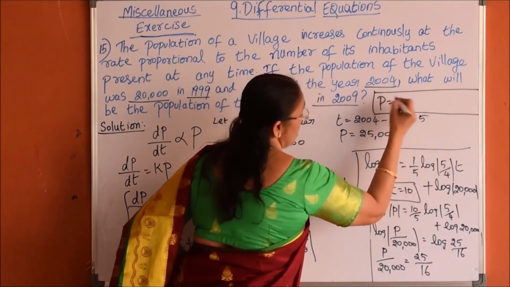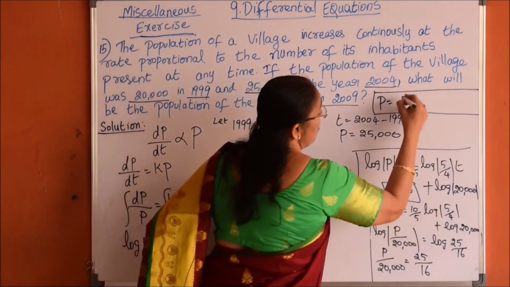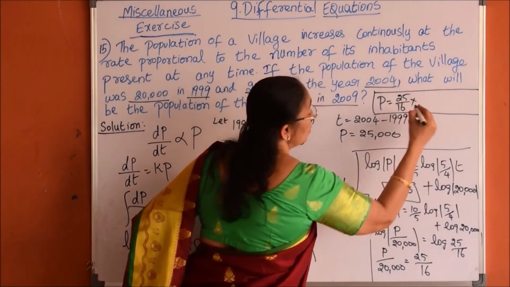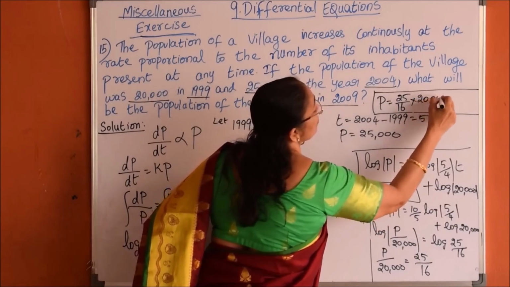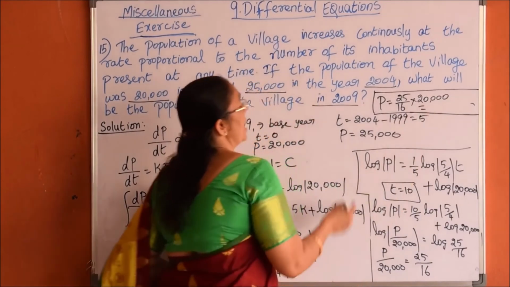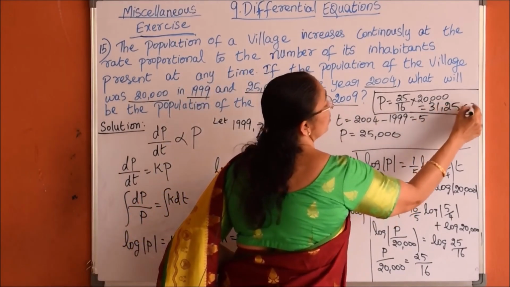P value, that is the population in the year 2009, is 25 by 16 into 20,000. Therefore, the population of the village in the year 2009 is 31,250.